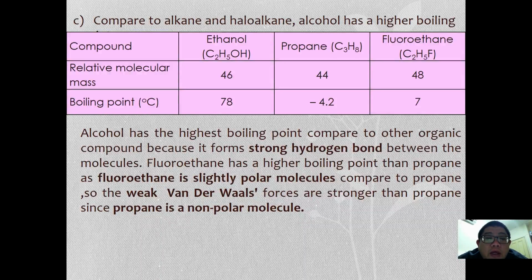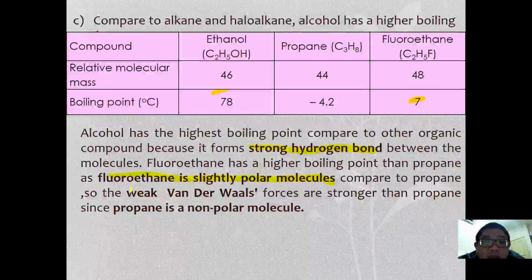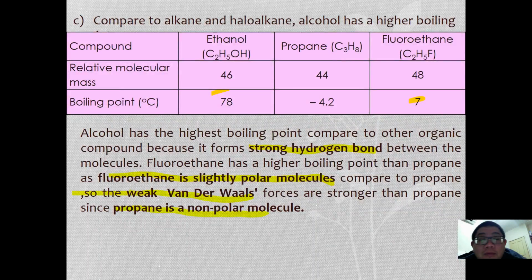So in here, ethanol has the highest boiling point because it is formed by the strong hydrogen bond between molecules. Fluoroethane is slightly higher because fluoroethane is a slightly polar molecule compared to propane. So the weak van der Waals forces are stronger than propane, because propane is considered a non-polar molecule.